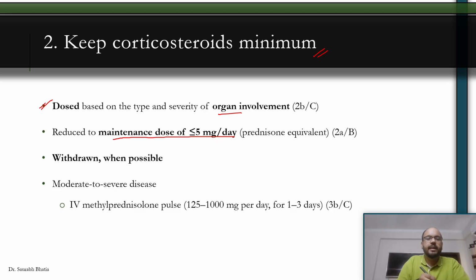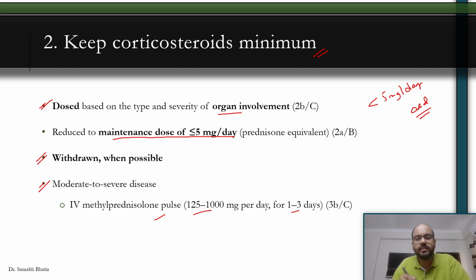Clear? As soon as it is possible to withdraw steroids, withdraw them, stop them as soon as possible. In moderate to severe disease, you may consider giving an IV steroid pulse. So we are talking about oral steroids at less than 5 mg per day. These are oral steroids. But if the disease is severe, you can consider IV methylprednisolone pulse about 125 to 1000 milligram per day for 3 consecutive days. So that has been suggested by EULAR.